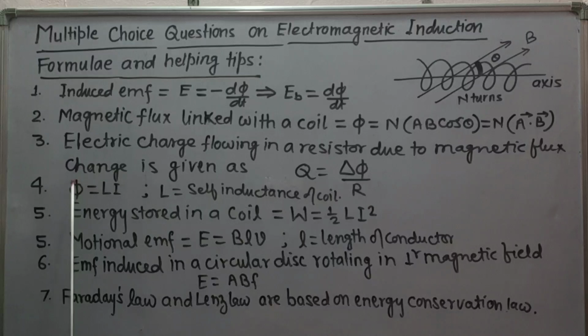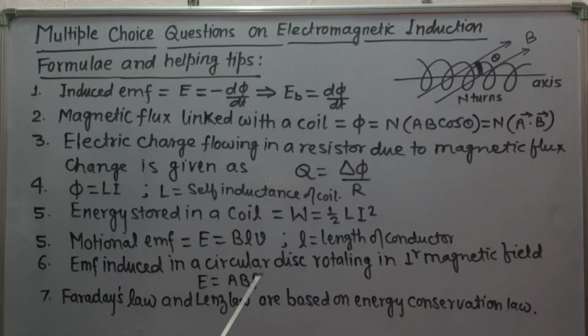Self-inductance of a coil is related with current and magnetic flux by this relation: phi is equal to L into I. Energy stored in a coil is equal to half L into I square, where I is the current flowing through the coil. Motional EMF E is equal to BLV, where L is the length of conductor moving with velocity V in perpendicular magnetic field B.